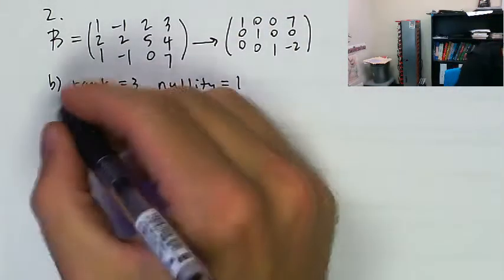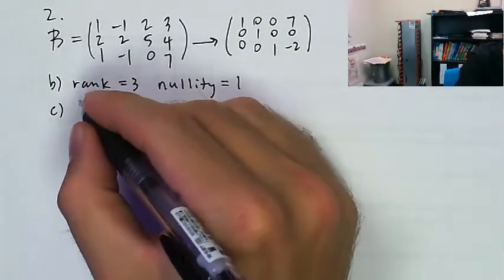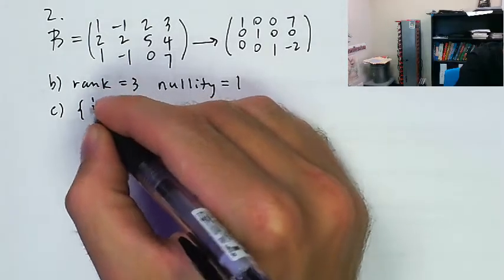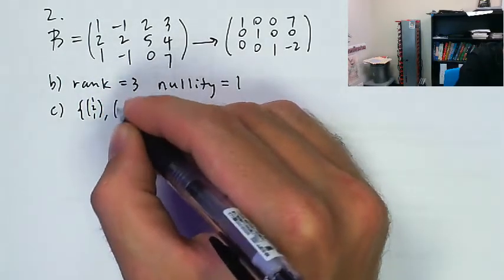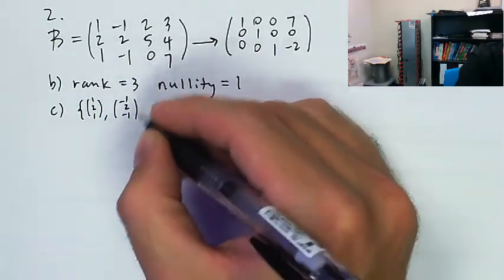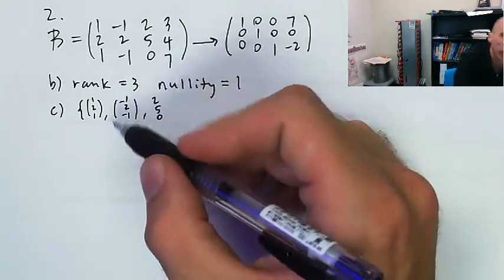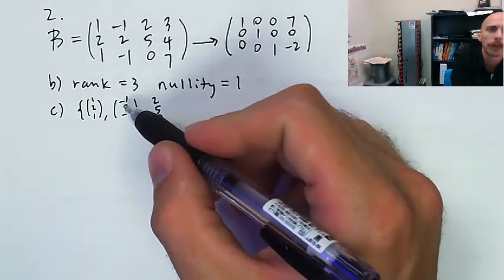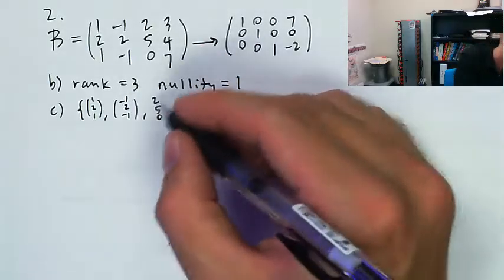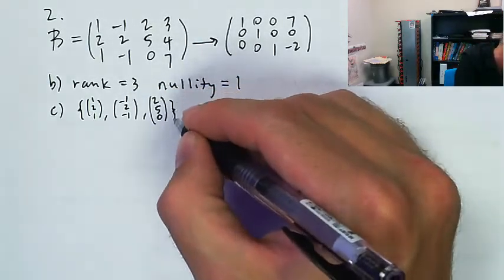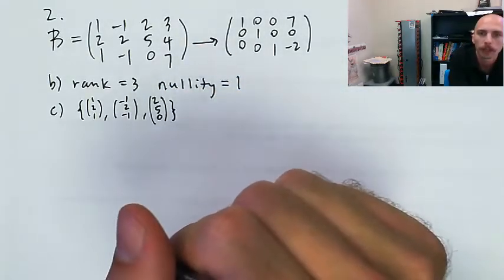It's going to be the first 3 columns of B. So 1, 2, 1, negative 1, 2, negative 1, and 2, 5, 0. I was worried. I was like, wait a second, this isn't linearly independent, but I see that if that was a negative 2, then that'd be a different story. Okay, that's the basis they're asking for.